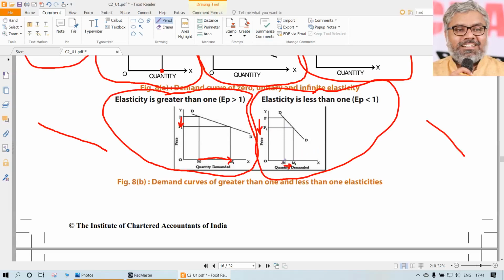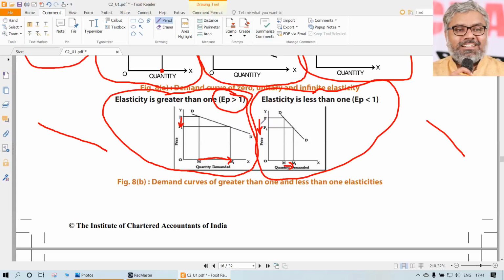The percentage change in the quantity demanded is less than the percentage change in price. All this can be just visually observed also in the graph itself. So if you observe this first graph here, the change in the price is very small, the change in the quantity demanded is very huge. So it is price elastic, that means the elasticity of demand is greater than 1.